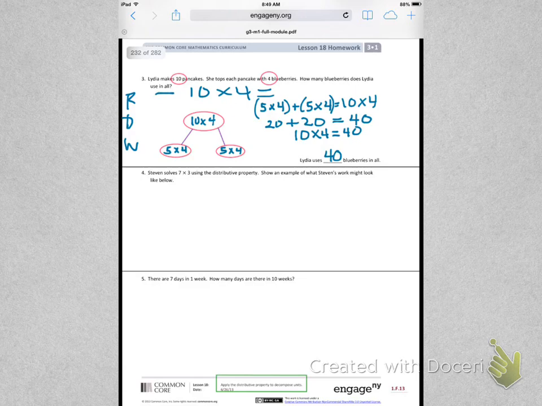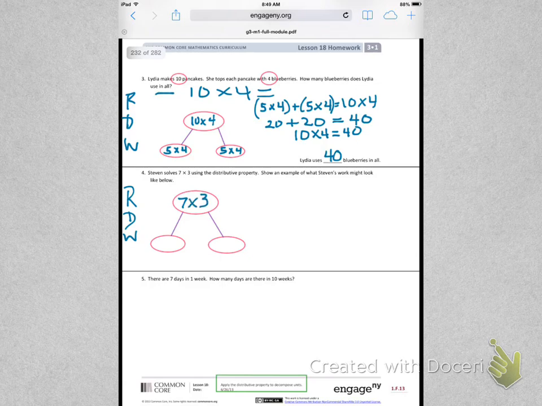Number 4. We're going to use the same RDW strategy. Stephen solves 7 times 3 using the distributive property. Show an example of what Stephen's work might look like. I've drawn a number bond. I'm going to go ahead and write 7 times 3 in the top.